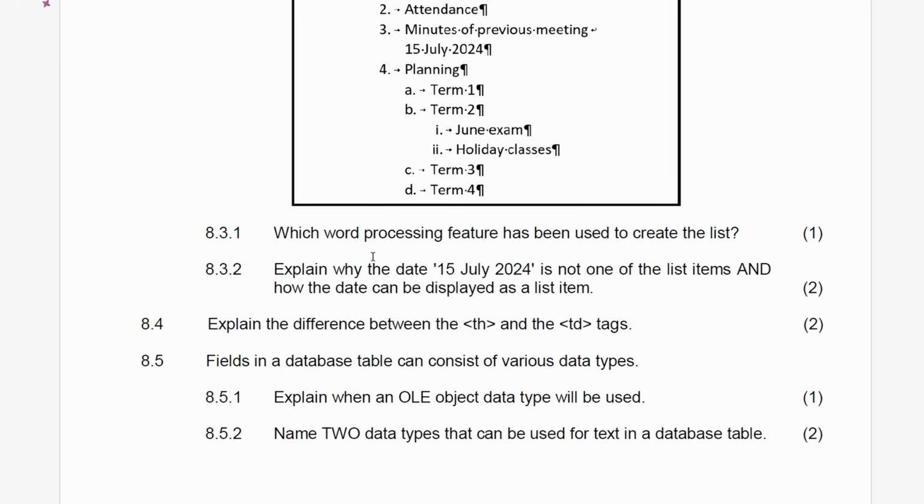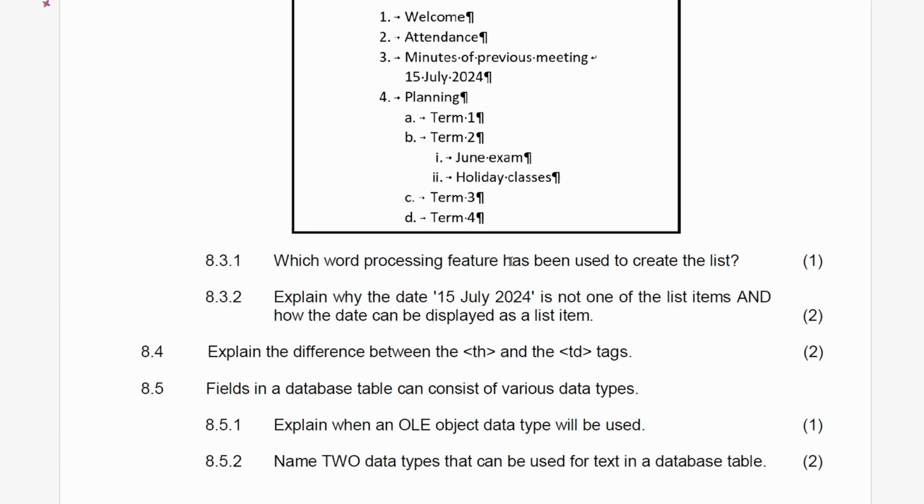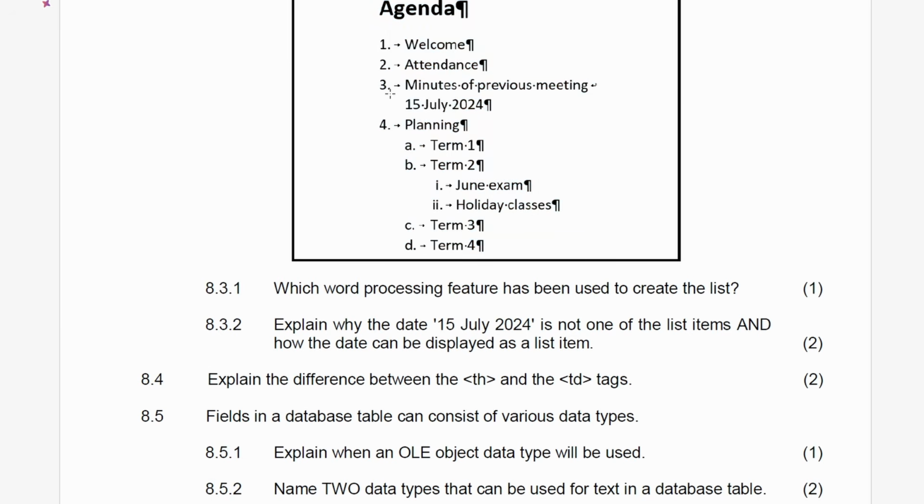Now, let's read it again. Explain why the date 15 July, oh, there it is, 15 July 2024, why it is not one of the list items. No, but it is one of the list items. And how the date can be displayed as a list item. No, the date is still part of the same paragraph because a line break or soft enter has been used. So a new number will only display for a new paragraph. Okay, so there you can see, it's still part of the same line. That is why it's displayed like that.